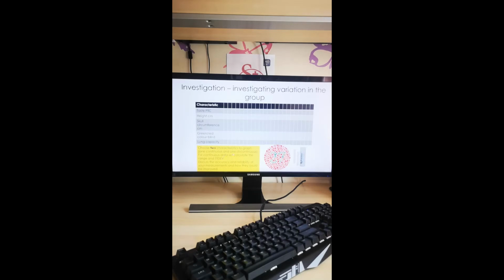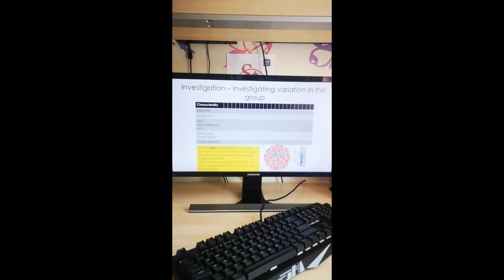But then you will have some that are discontinuous. So whether you can taste PTC is you either can or you can't. It's controlled by one gene. And as we said, colour blindness again is controlled by one gene. So you either are or are not. So individuals for those two will just fall into categories, yes or no.